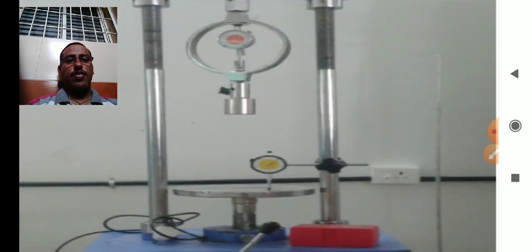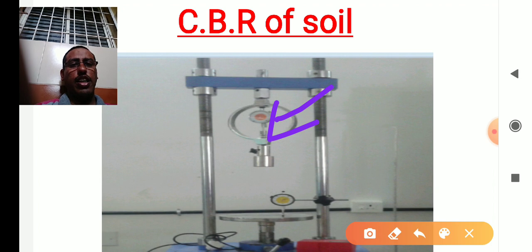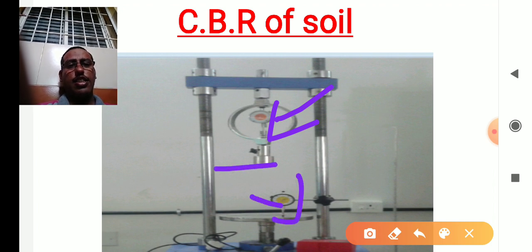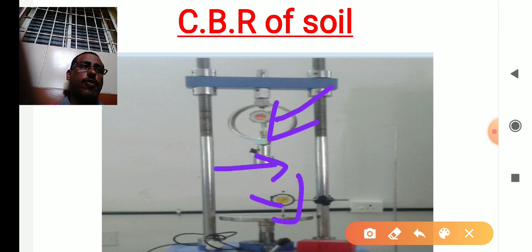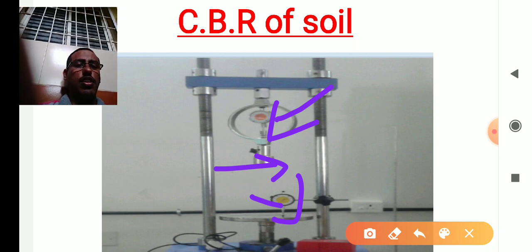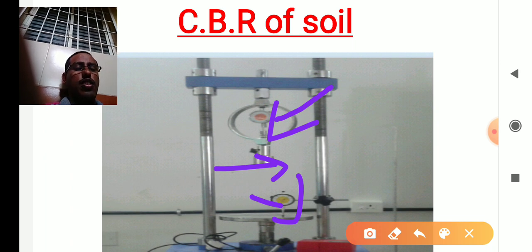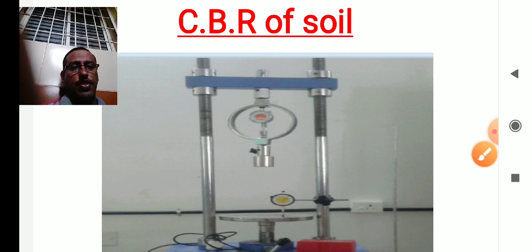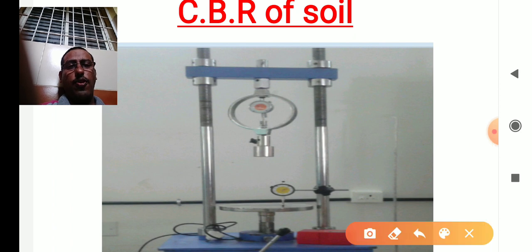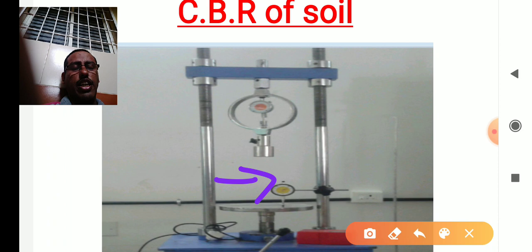See, this is the loading frame. This is the proving ring, this is the dial gauge, and this is the plunger. The bottom diameter of the plunger is 5 centimeters. The proving ring is used for applying pressure to the soil, and the dial gauge is used for finding penetration. Here we will put the CBR mould.